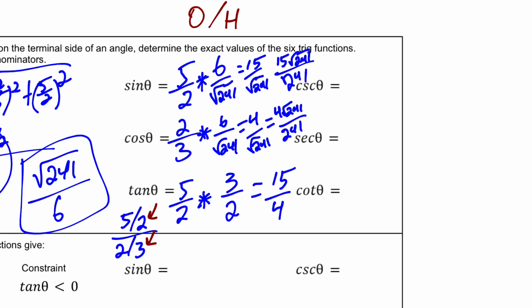Good news, for the next section we are just flipping. So this becomes, well, let's go back to the previous form. Let's go back to this one and flip it so that we have root 241 on top and 15 on bottom. That way we don't have to rationalize the denominator all over again. For secant, we can do the same thing. We'll look at this one and flip it. So it's root 241 over 4. And for cotangent, this becomes 4 over 15.